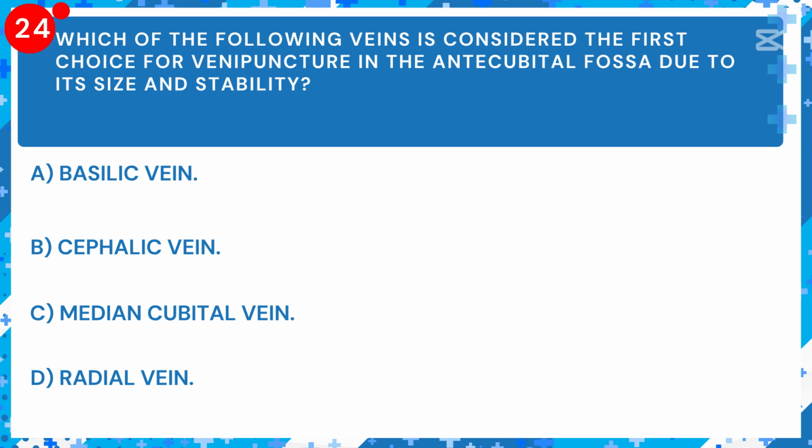Question 24. Which of the following veins is considered the first choice for venipuncture in the antecubital fossa due to its size and stability? A. Basilic vein. B. Cephalic vein. C. Median cubital vein. D. Radial vein.